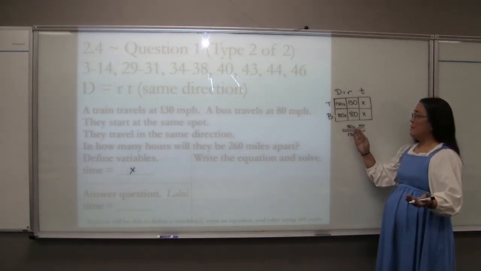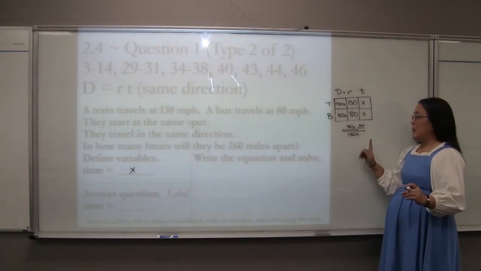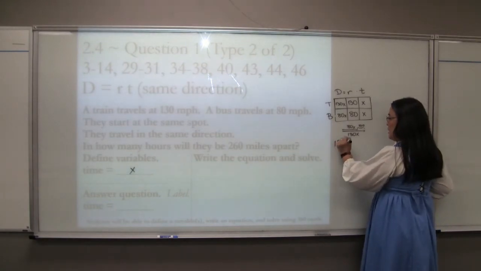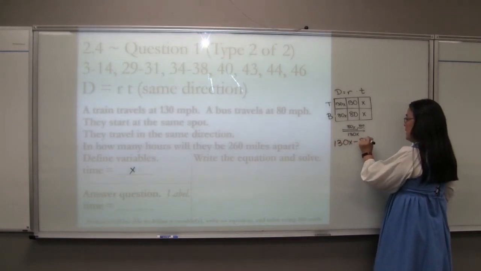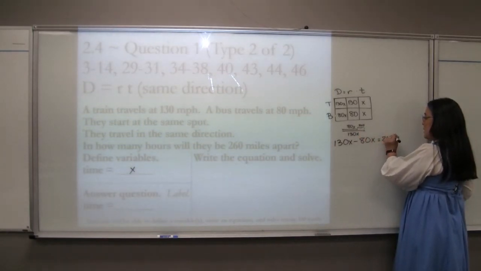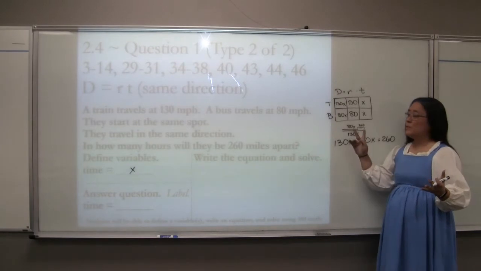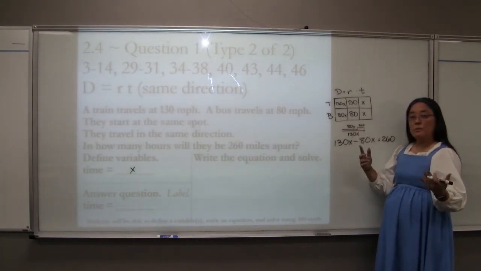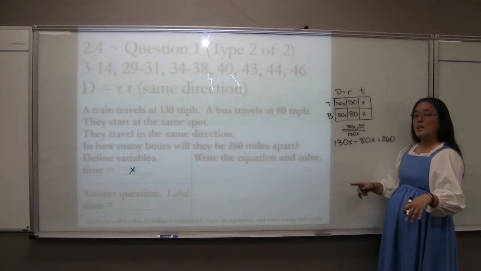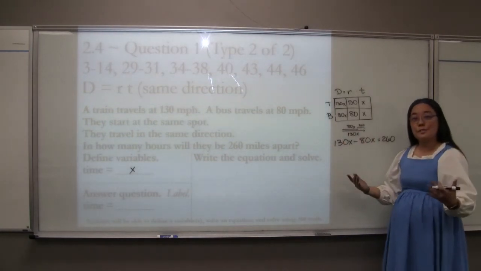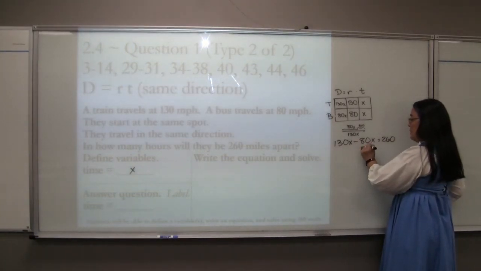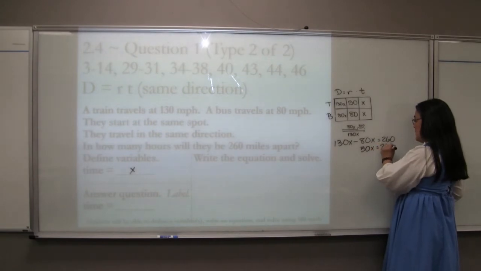Last time we added up the distances to equal the total. Here you could subtract them to equal the total. 130x minus the 80x gives us the little distance in between, which is 260. However, some people using this picture also use the two little pieces add up to equal the big piece, and they get 80x plus 260 equals 130x. Either of those is a fine way of solving them. I'm going to use this way. We subtract that and we get 50x equals 260.